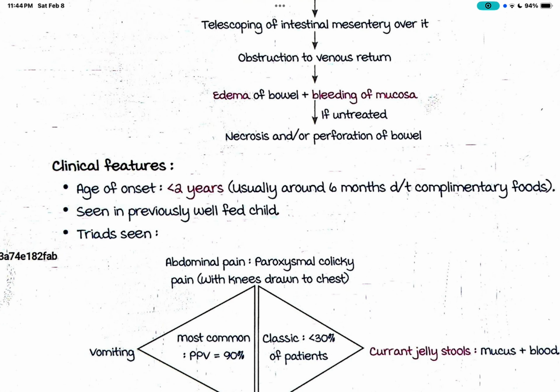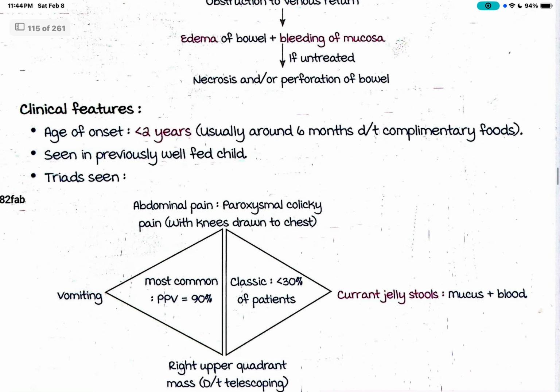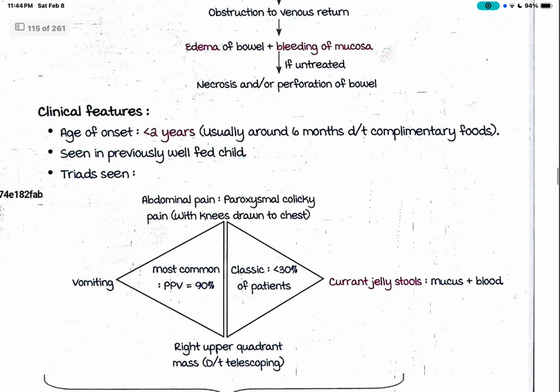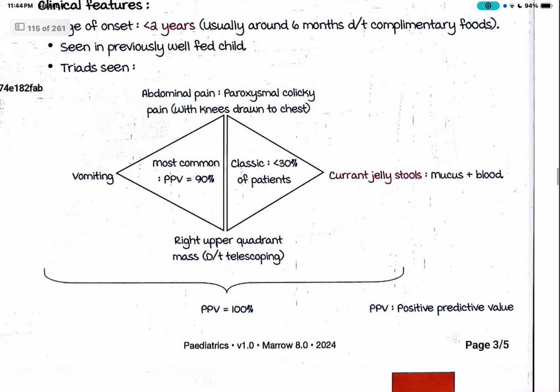Clinical features: age of onset less than 2 years, usually around 6 months due to complementary feeding, seen in a previously well fed child. Triads are seen in this condition.